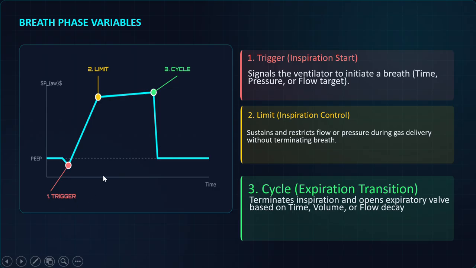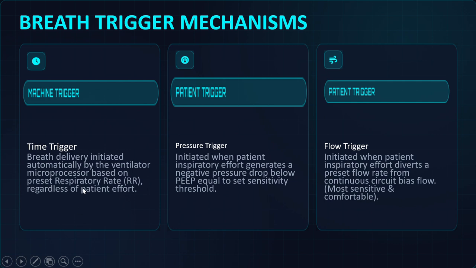Breath phase variables. There is trigger: the trigger is the inspiration start signal for the ventilator to initiate the breath, based on time, pressure, and flow. Limit: inspiration control of flow or pressure during the gas delivery without terminating the breath. Cycle: expiration transition, terminating inspiration and opening the expiratory valve based on time, volume, or flow.